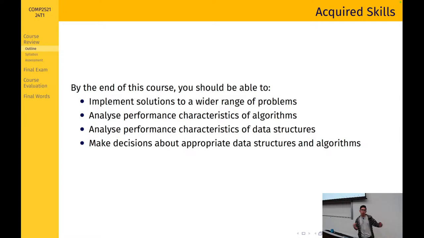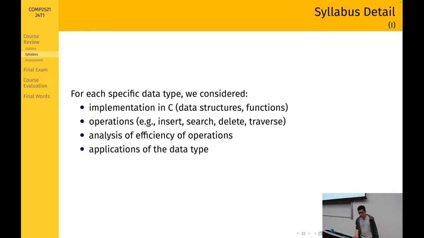Before this course, you would have only been able to solve simple problems with arrays and linked lists, but now you can implement a maze solver, right? How do you do that? Use BFS or DFS, right? So now you can solve a wider range of problems. You can analyze the time complexity of these algorithms, so performance characteristics, and of data structures as well. And you can also make decisions about which data structures and algorithms to use, depending on the problem. Okay, so for all the main data structures that we covered, like binary search trees, graphs, priority queues, and so on, we talked about how to implement them, the main operations on them. So a common set of operations was insert, search, and delete, right? And we also analyzed their efficiency.